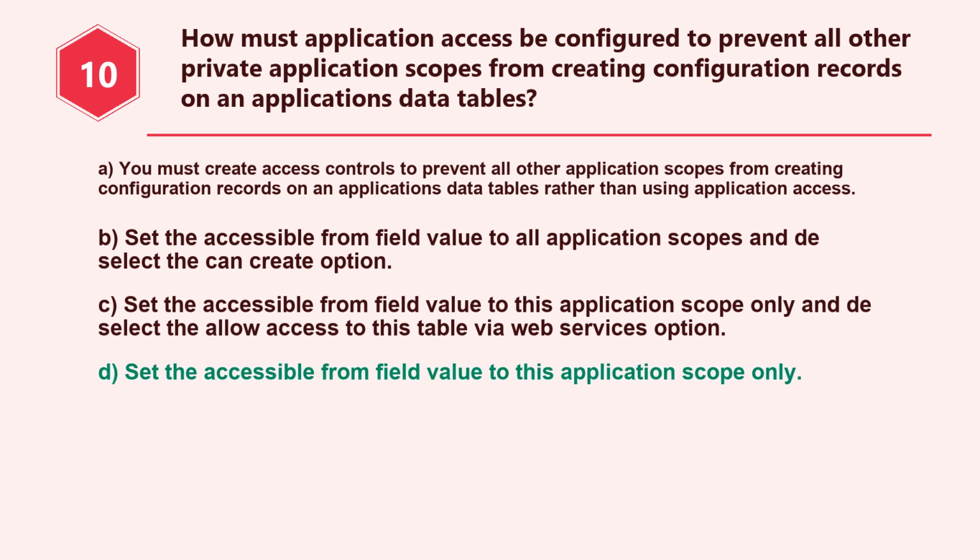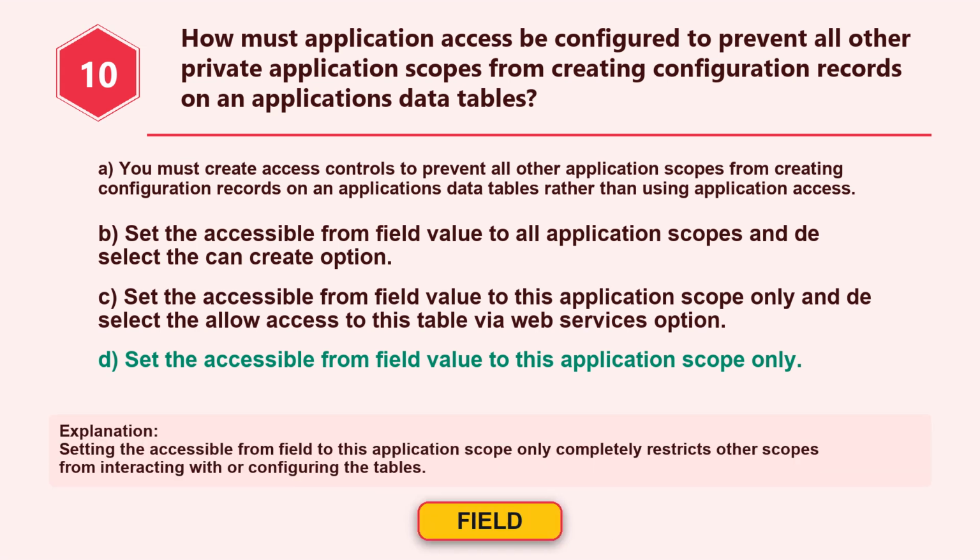The correct answer is option D. Set the accessible from field value to this application scope only. Setting the accessible from field to this application scope only completely restricts other scopes from interacting with or configuring the tables.